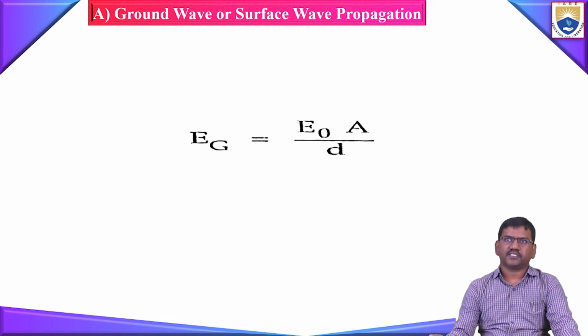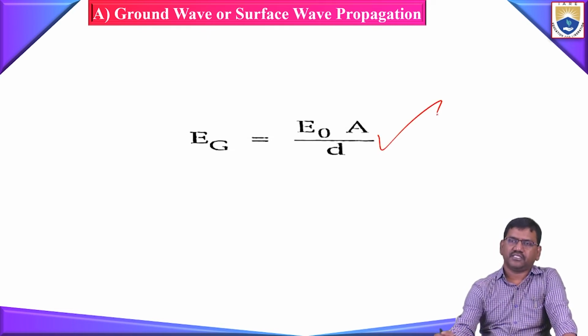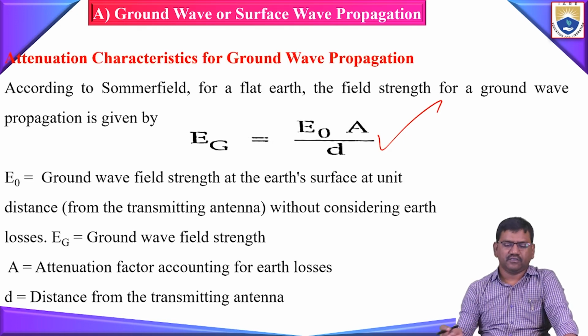The ground wave has another expression, the ground wave field strength. Whenever we use ground wave propagation and want to calculate the electric field strength on the surface of the earth, this formula is used: Eg = E0 A / D.